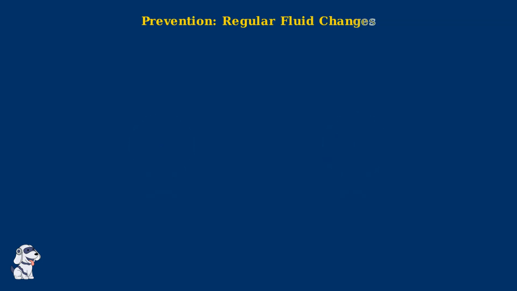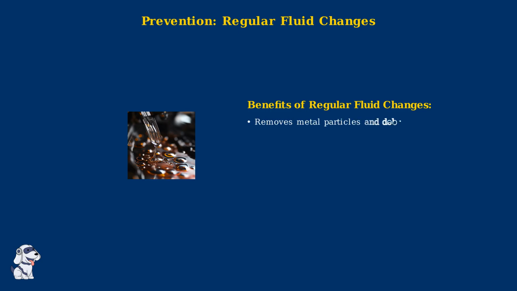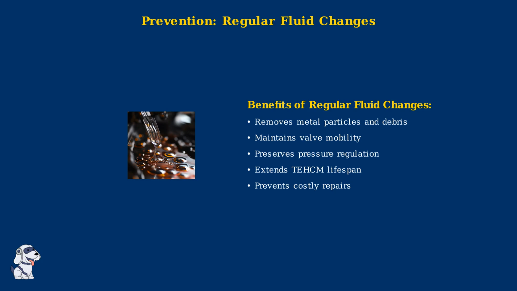The most effective prevention against valve body contamination is regular transmission fluid changes. Fresh fluid removes accumulated debris and metal particles, maintaining the clean environment that valves need to operate properly. Remember, valve body contamination is preventable through proper maintenance. Regular fluid changes are essential for keeping your 6L80 transmission operating smoothly and avoiding expensive TEHCM failures.